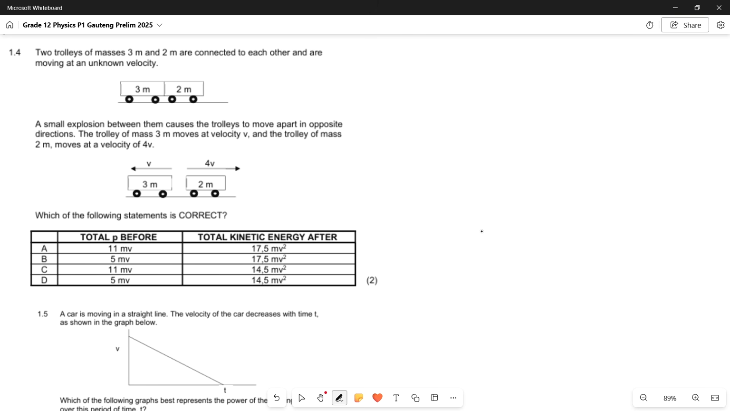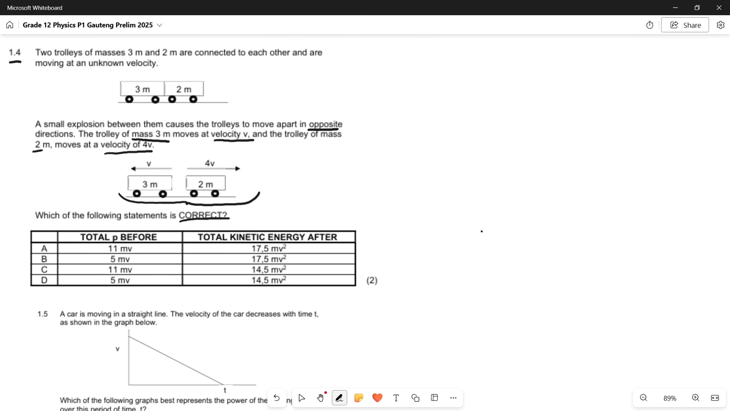So 1.4 over here says, 2 trolleys of masses 3m and 2m are connected to each other and are moving at an unknown velocity. A small explosion between them causes the trolleys to move apart in opposite directions. The trolley of mass 3m moves at a velocity of v, and the trolley of mass 2m moves at a velocity of 4v. So they've mapped everything here for us on this diagram. It says, which of the following statements is correct?